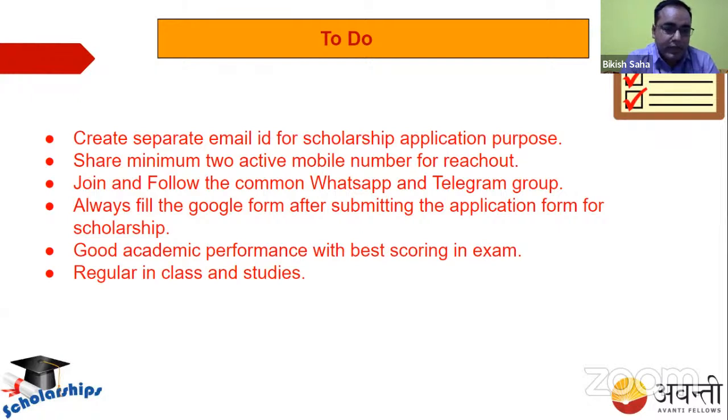The main thing that is important is that you should be regular in your classes and your studies, and you should really perform well in your academics, because at the end of the day, your percentage in your class matters a lot. If you don't have a good percentage in your class 11 and class 12, a scholarship will not be possible for you. So you really have to perform well and get a good percentage so that you can apply for the scholarship and get it.